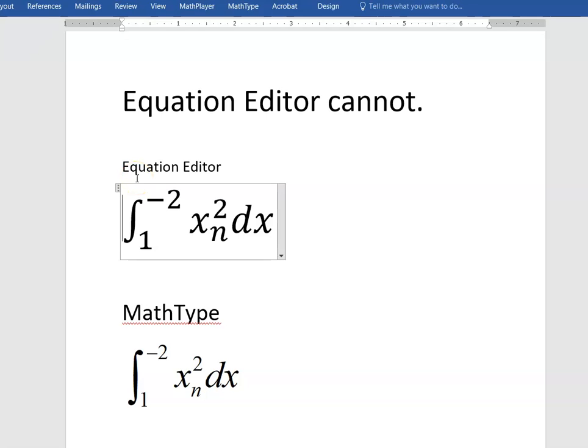Equation editor. 1 minus 2 italics small x italics small n 2 italics small d italics small x.